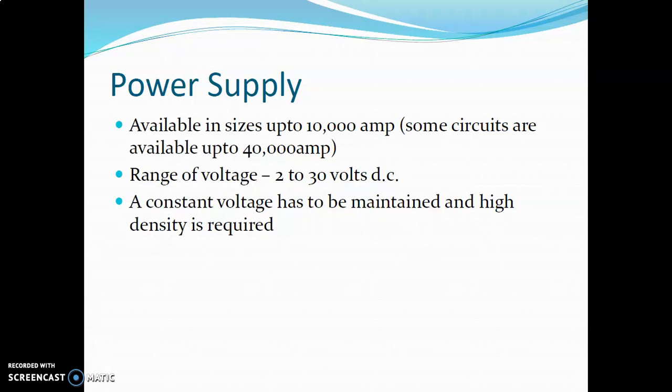So we basically use DC power, as we have discussed, positive and negative. Ultimately the material is removed by the traveling of the electrons. So we always use DC current in this machining process, as we are eroding the material. Here we have to maintain a constant voltage and a high current density.